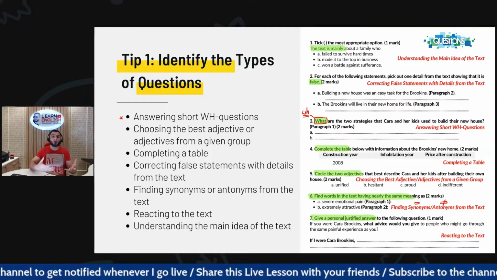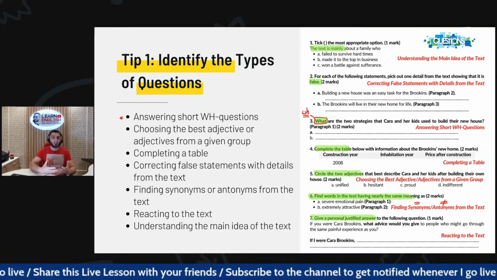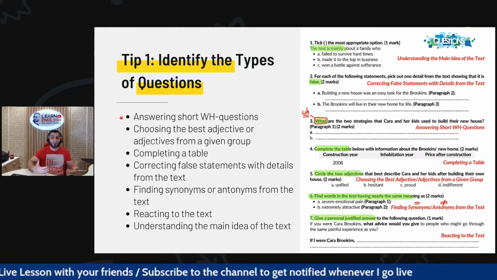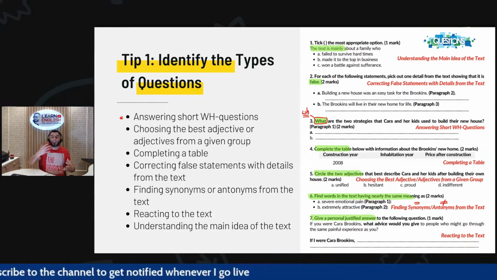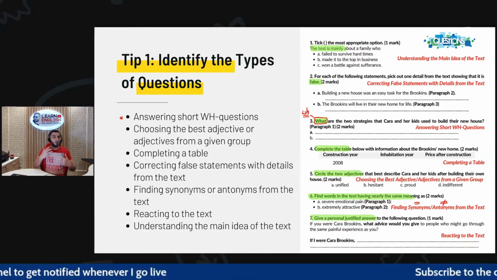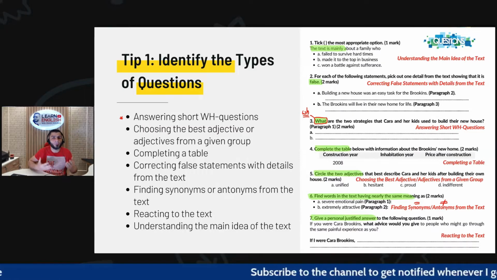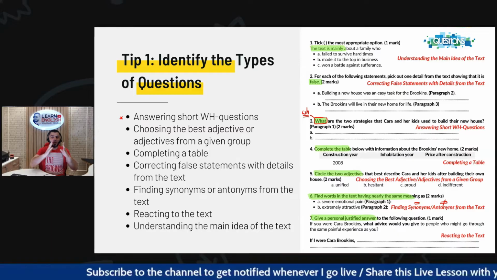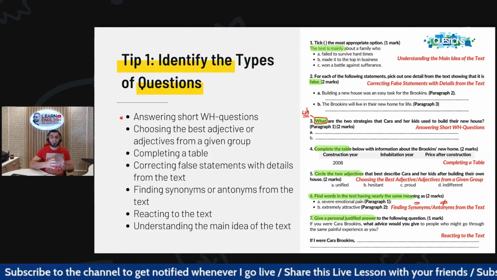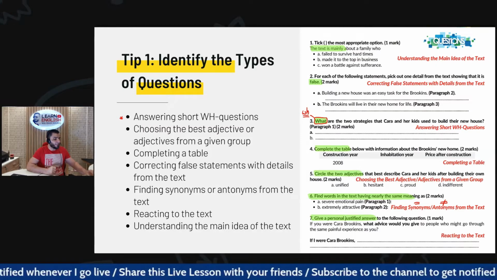So we want here the students to interact with the text, with the content of the text, with the main idea of the text. Sometimes we ask the students to justify their answers, express their opinions, or answer a particular question as a way to interact with the text. Is this clear? So these are the types of questions that you usually have in the reading comprehension exam.